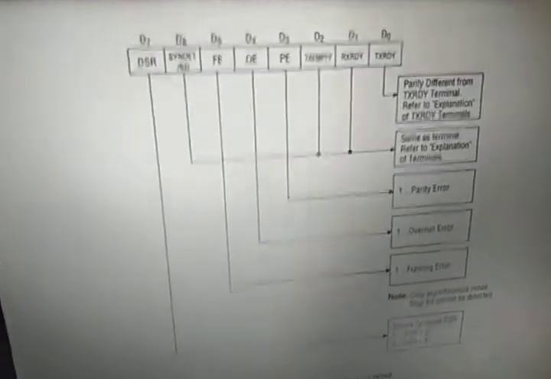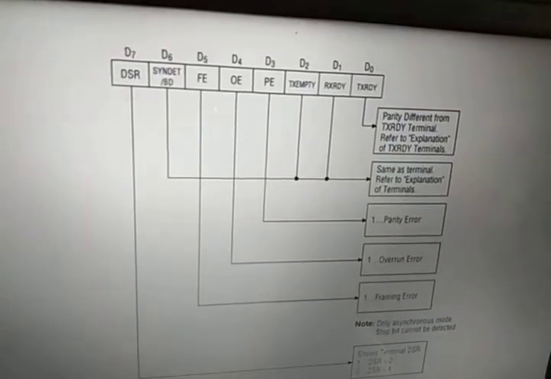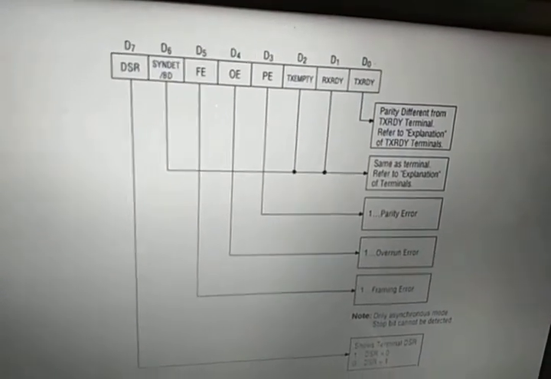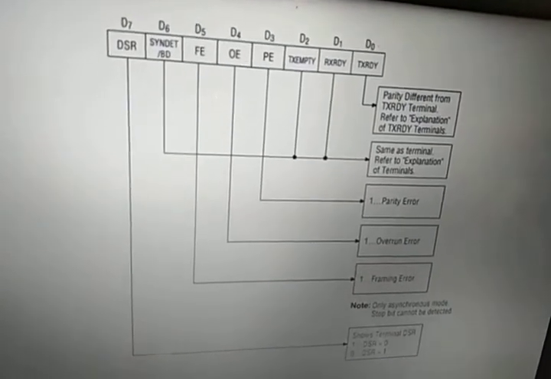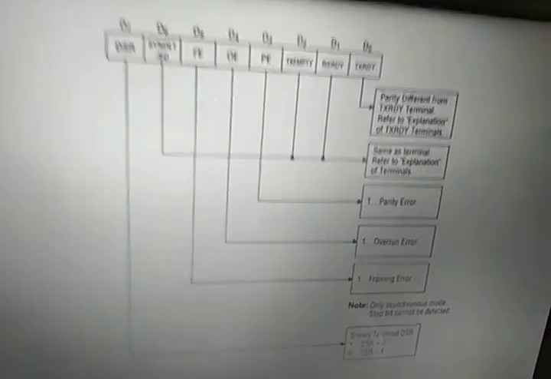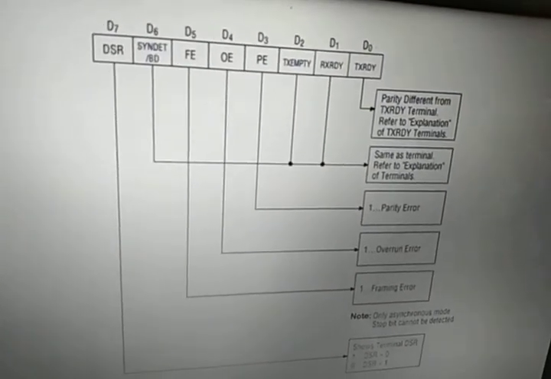So that's about the command and control words for the 8251 USART. By writing the appropriate commands, the microprocessor is going to read or write, and whether the read and write operation is successful or not is going to be indicated by reading the status word.